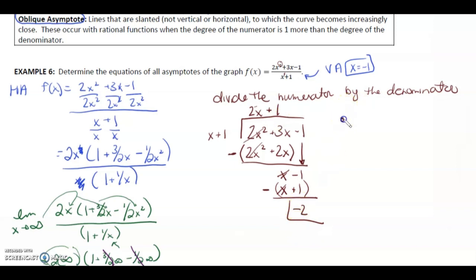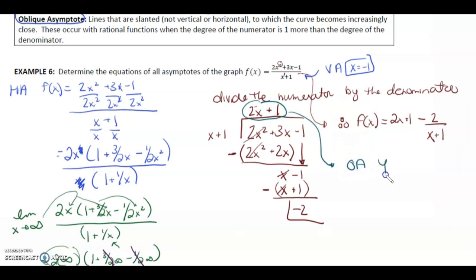Okay, so if you think about this, f at x equals 2x plus 1 minus 2 over x plus 1. We can rewrite this equation like this, and they're equivalent. So taking what we found, this is going to be the oblique asymptote: y equals 2x plus 1. If you're thinking, what's that even look like? Well, on a curve, plus 1 is going to be your y-intercept, and 2 is going to be your slope. So it's going to be positive, and it's going to rise to the right.